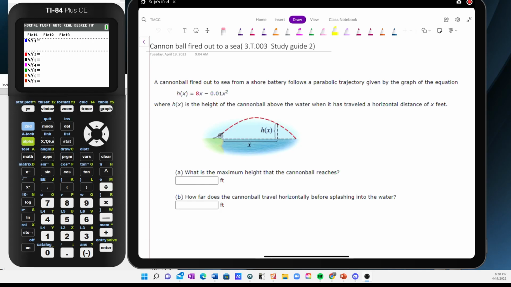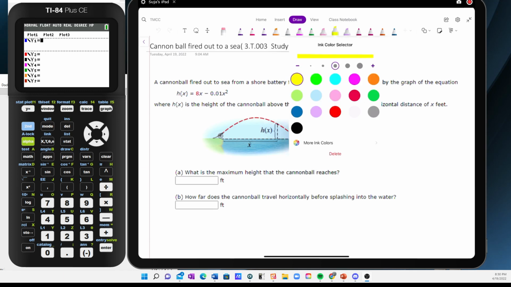Okay, in this problem, we are finding some information for the picture given. Now, the problem goes like this. A cannonball fired out to sea from a shore battery follows a parabolic trajectory given by the graph of the equation. So they gave you a picture, and the picture is showing you that h of x is the height of the cannonball above the water, and x is the horizontal distance it's traveling.